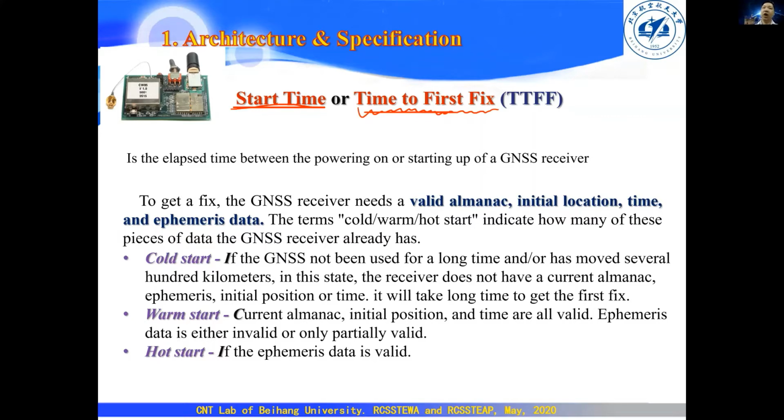But for the hot start, everything about the orbit and the time is known. You know almost everything. So a hot start means you just turn off and then turn on. Commonly in a hot start, the receiver will boot very fast to get your first fix. But in a cold start, it may take a very long time. So it's a very important specification in the receiver.